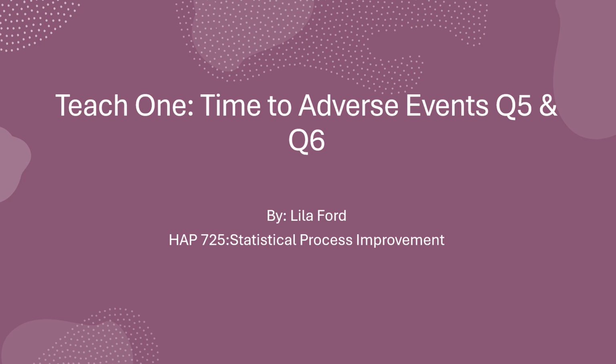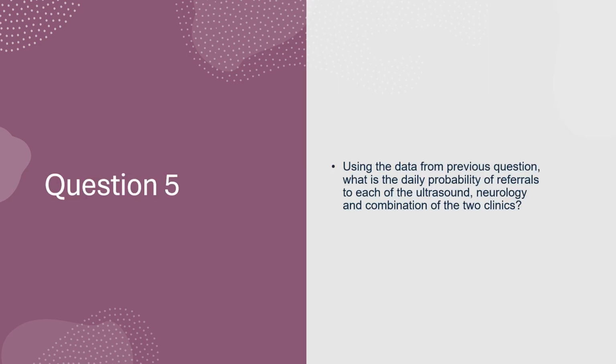This is my Teach 1 for week 6, Time to Adverse Events, questions 5 and 6 for HAP 725, Statistical Process Improvement at George Mason University. Question 5 uses the data from the previous question and asks, what is the daily probability of referrals to each of the ultrasound, neurology, and combination of the two clinics?